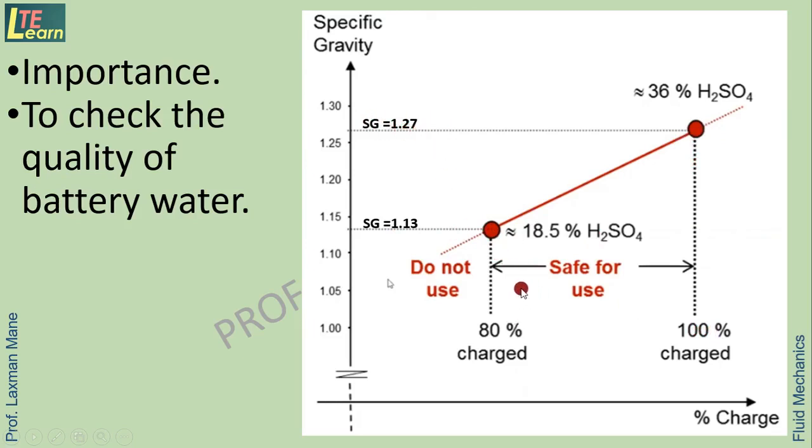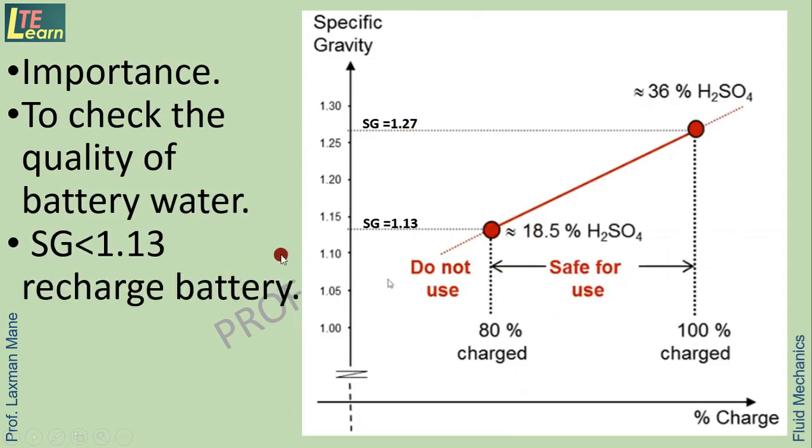Means when the specific gravity is in the range of 1.13 to 1.27, it is said to be safe for use. Now, in case, instead of charging the battery, the specific gravity remains less than 1.13, in that case that battery should be replaced.